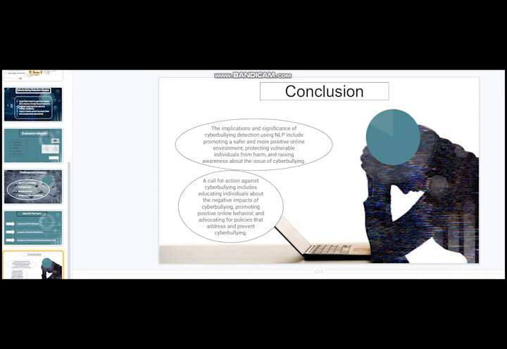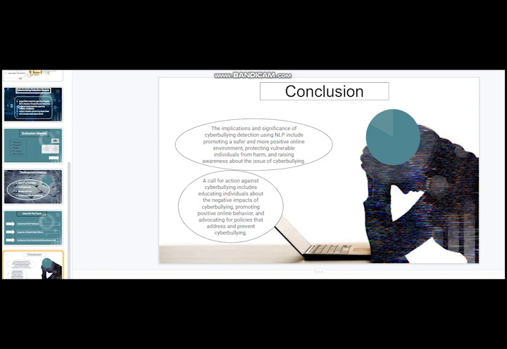Cyberbullying is a serious issue that can have harmful effects on individuals and communities. It is important to take action to prevent cyberbullying by raising awareness about its harms, providing support for victims, and holding perpetrators accountable for their actions.